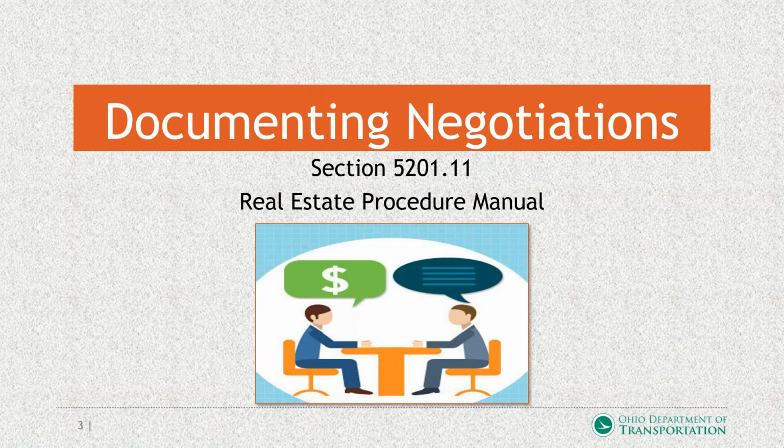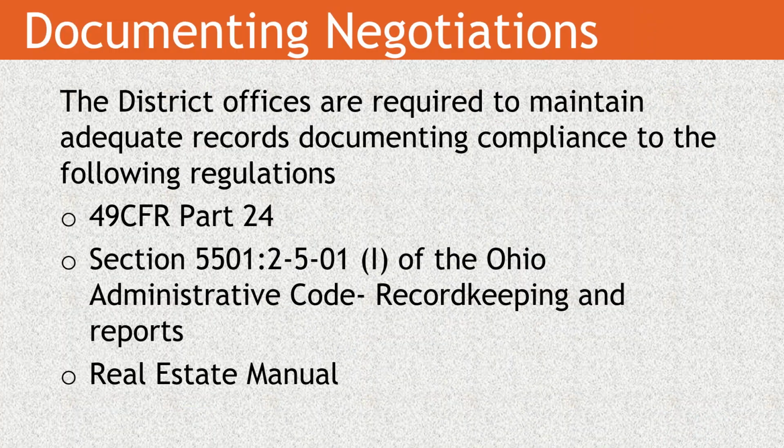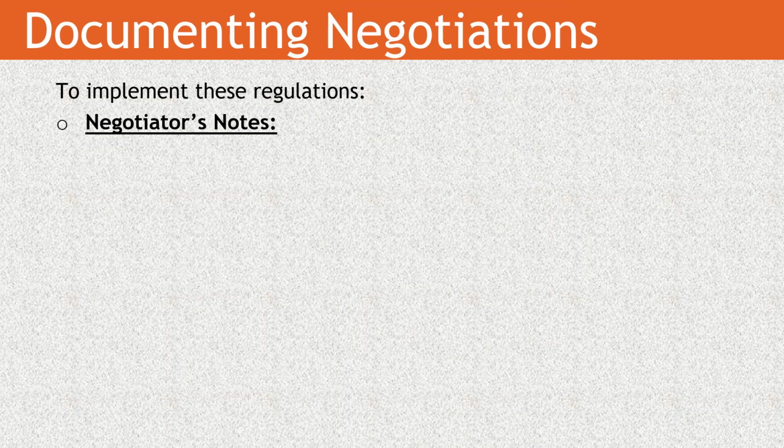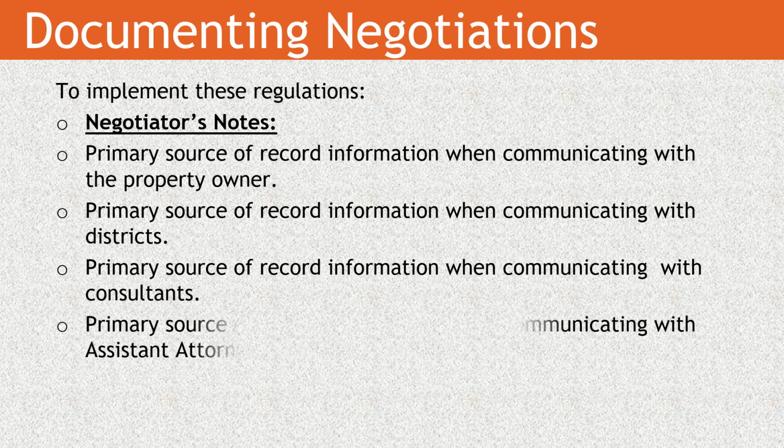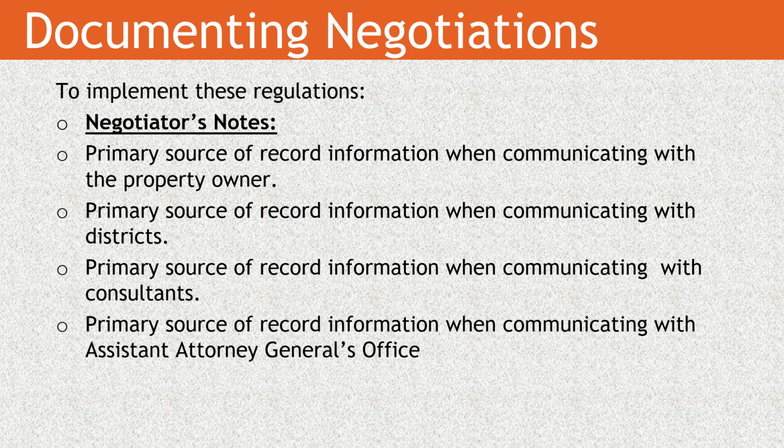All right, documenting negotiations, the 5201.11 in the real estate manual. Documenting negotiations is all a part of the record keeping and reports, and this is all a part of the real estate manual. Sometimes you have to go back and review the information that had taken place. It is the primary source of information when communicating with the Assistant Attorney General's office. If it has to go to appropriation, they review those negotiator notes very thoroughly to find out what had transpired, what had taken place.